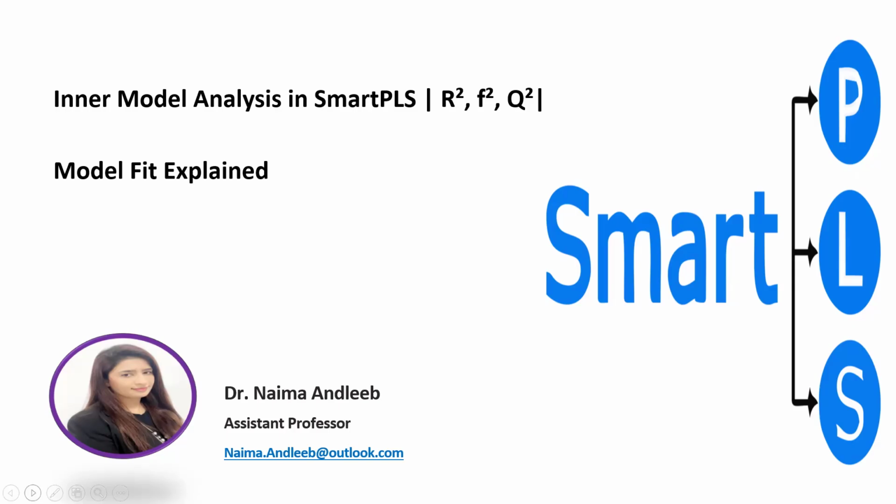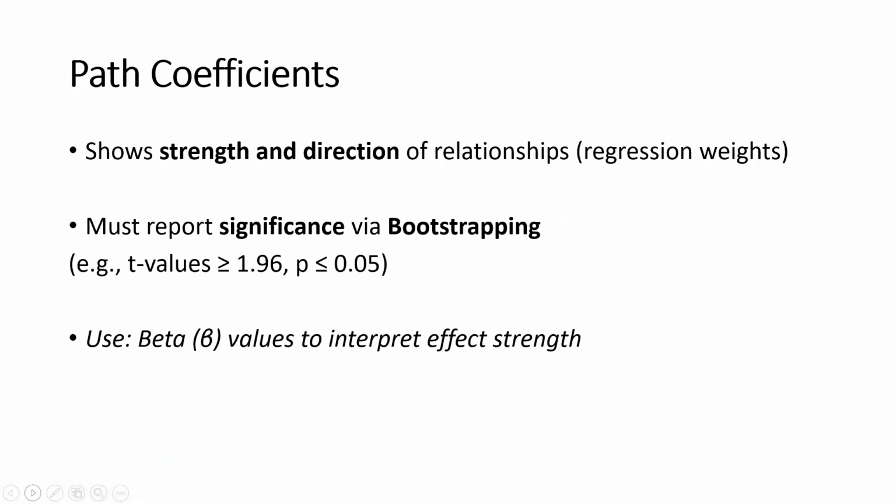I am Dr. Naiman Lev, and today we are going to share SmartPLS analysis with you. Before that, I just want to discuss what the path coefficient is. It shows the strength and direction of relationships, like regression weights and loadings. You must report significance. In the inner model, significance means the t value and p value. To get them, we run bootstrapping in PLS, and we use the beta values to interpret effect strength.